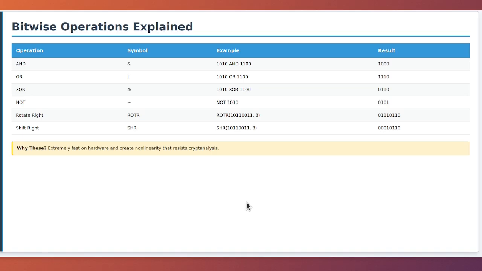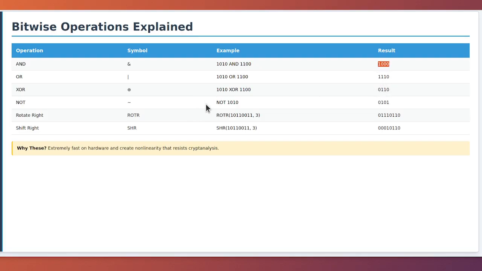Bitwise operations explained. SHA-256 relies heavily on bitwise operations, so let's make sure we understand what these are and why they are used. A bitwise operation works on individual bits in binary numbers. The most common ones in SHA-256 are AND, OR, XOR, NOT, rotate, and shift. AND takes 2 bits and outputs 1 only if both inputs are 1. For example, 1010 AND 1100 equals 1000.